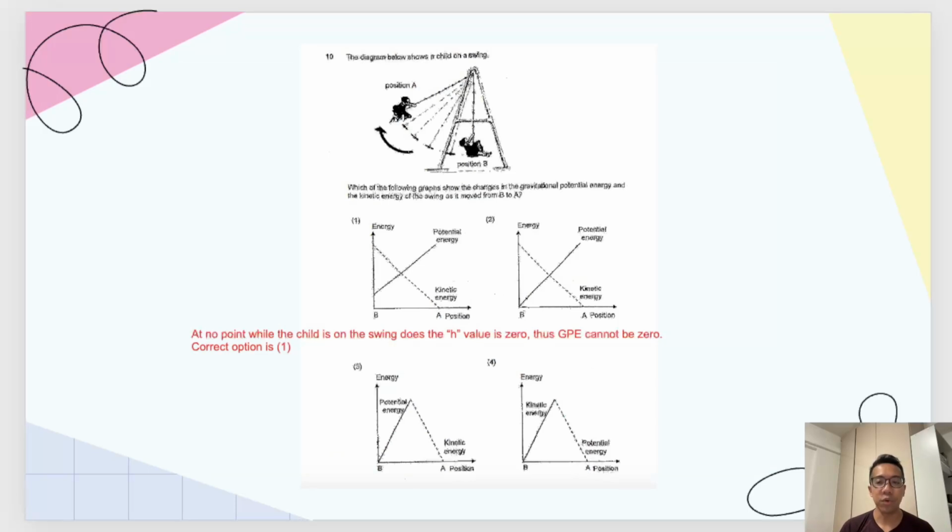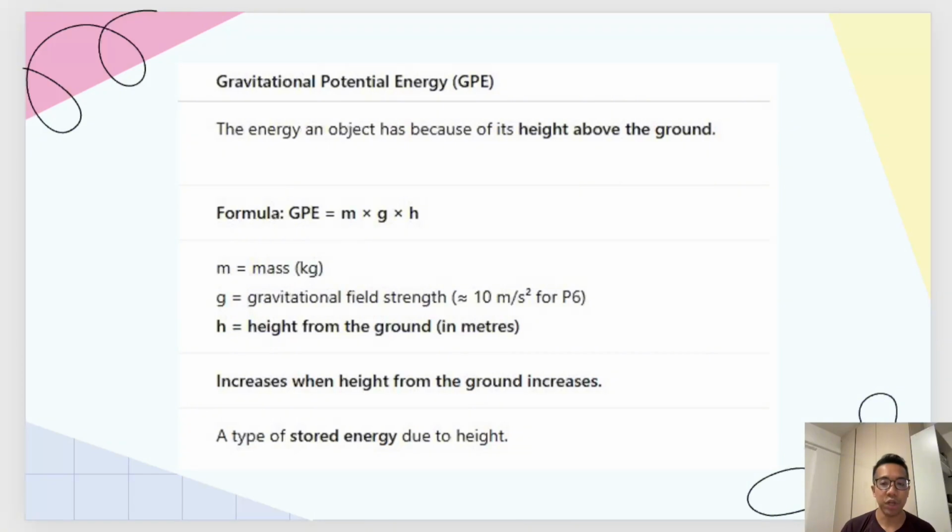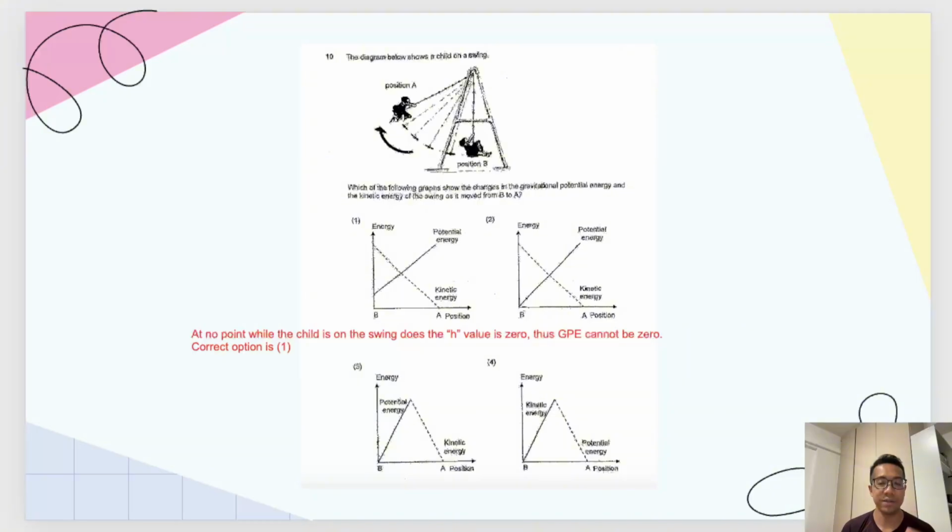So when we go back to this question, you realize that gravitational potential energy at any point of the swing is never 0, because the student is never touching the ground at any point during swinging. Therefore, your gravitational potential energy cannot be 0. That means your only option left is option number 1. As a recap, remember that gravitational potential energy is mass times gravitational force times height. And that is why option number 1 is your answer.